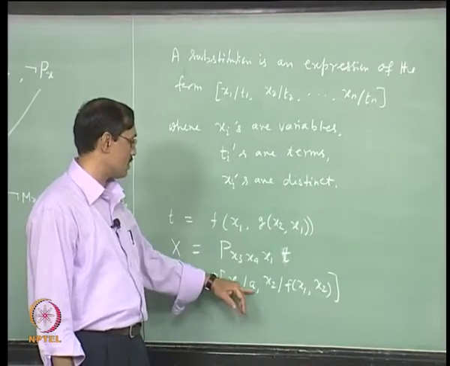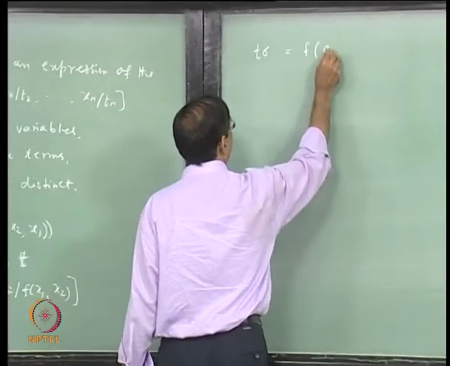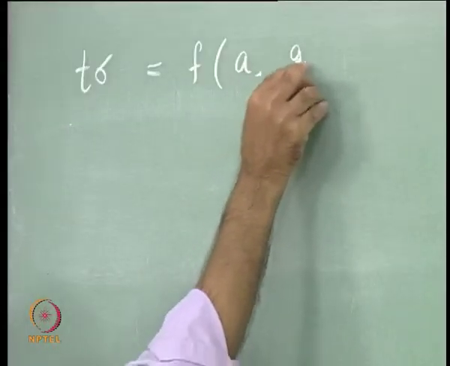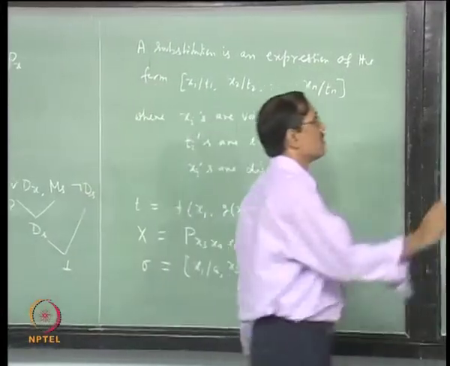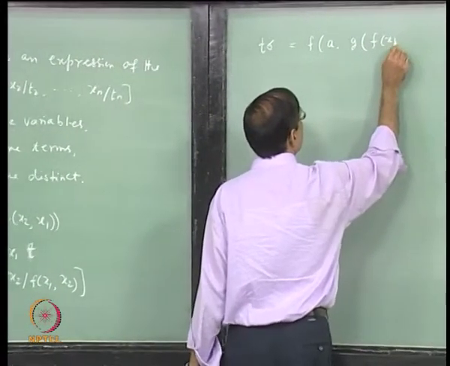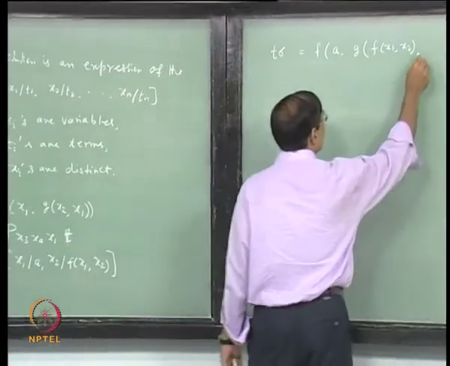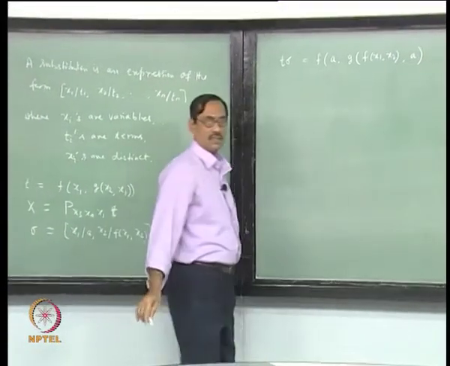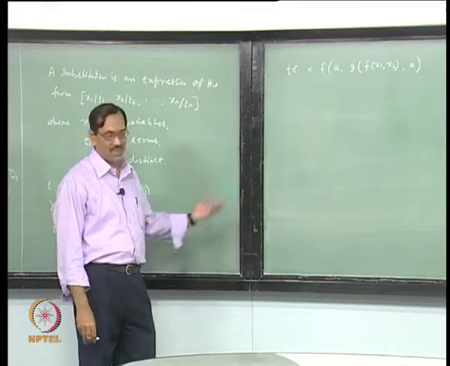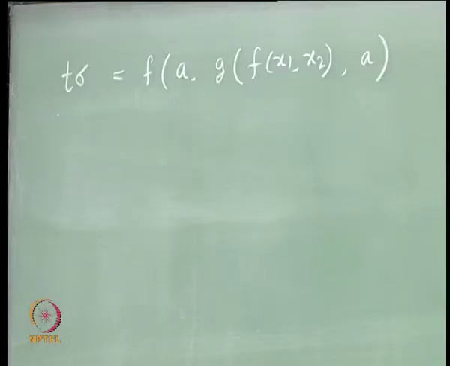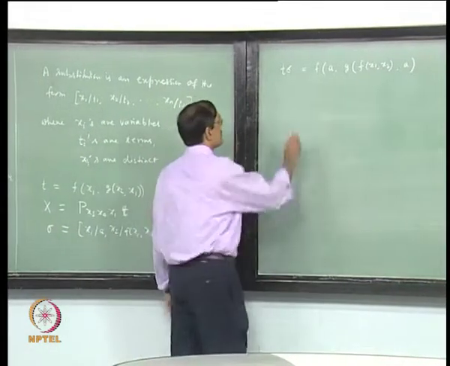So, x1 will be substituted by a, that means it will be equal to f of a, next is g of x2 will be substituted by f of x1 x2, so that is f of x1 x2, that is x2 is gone, next x1 is substituted by a, that is it. You are not supposed to write again substitute x1 and x2, that will be again t sigma of another sigma coming up at the right, fine. That is how we will be proceeding.